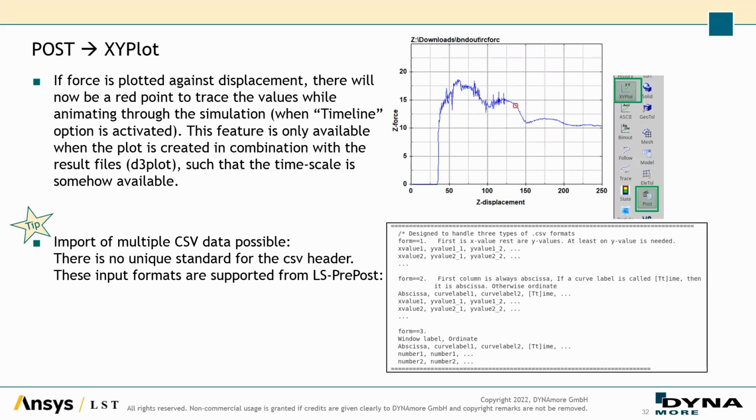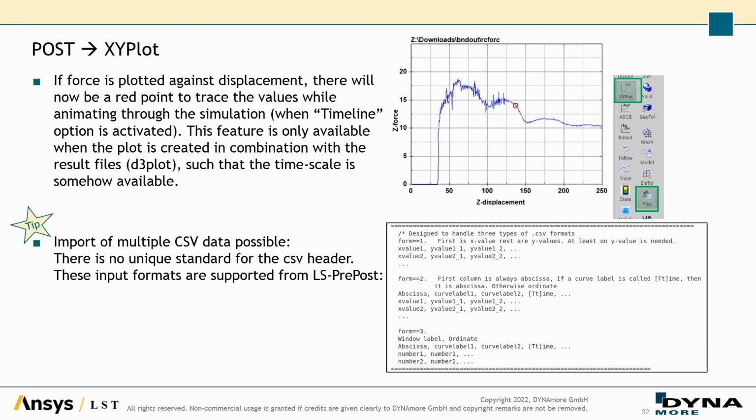In post XY plot, you can open saved curve files. There are different formats possible, and you can make cross plots of your results. And if force is plotted against displacement, there will now be a red point to trace the values while animating through the simulation when the timeline option of your curve plot window is activated. The feature is only available when the plot is created in combination with the result files, the D3 plot, such that the time scale is somehow available.